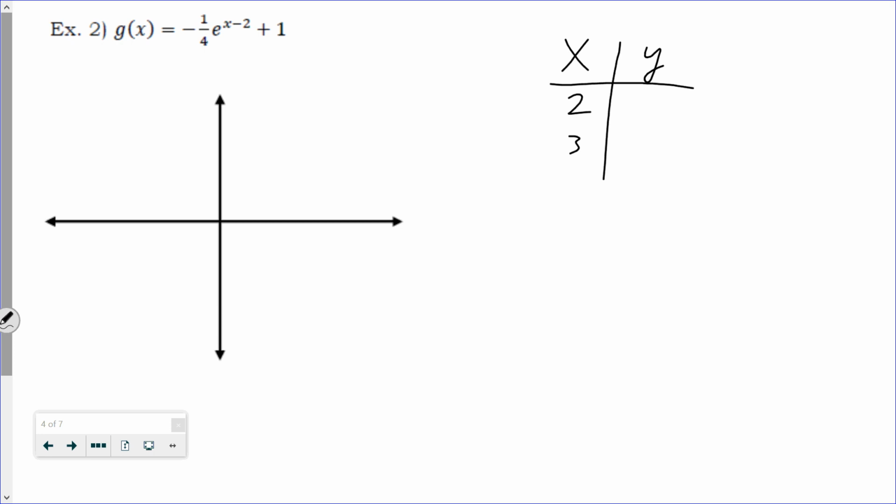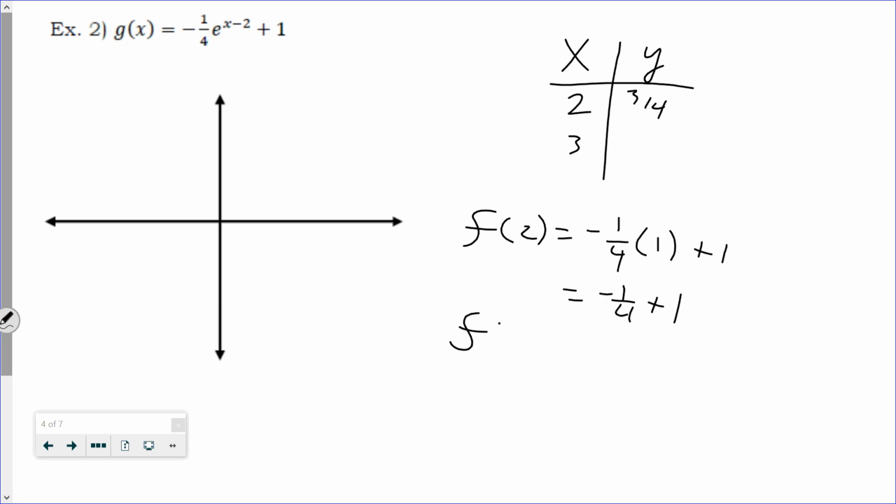it 1. So we have f of 2. You get negative 1/4 e to the 0, which is 1, plus 1, or just negative 1/4 plus 1, which will give me a positive 3/4. Then f of 3, that's negative 1 over 4, e to the 3 minus 2, which is 1, all plus 1.